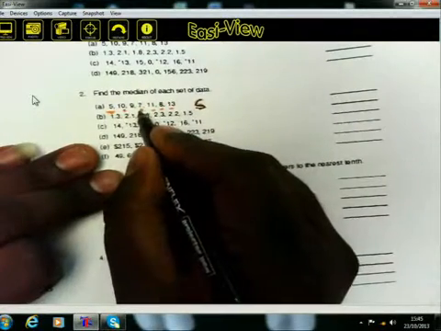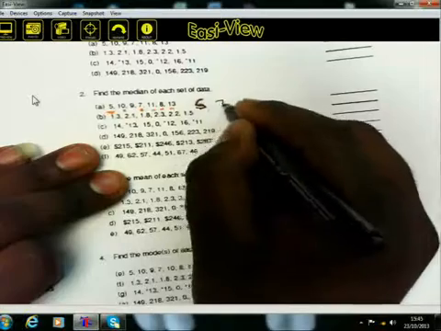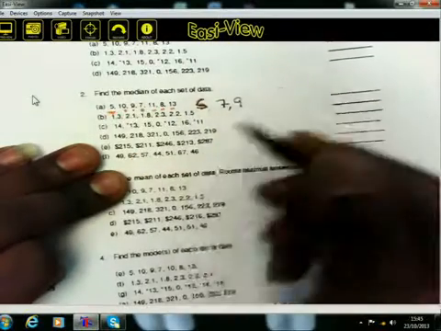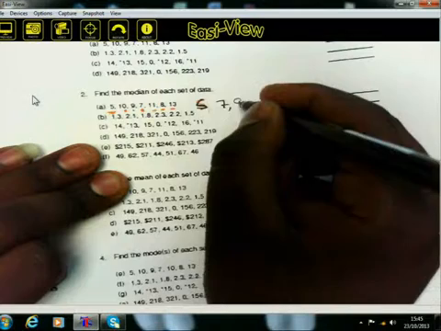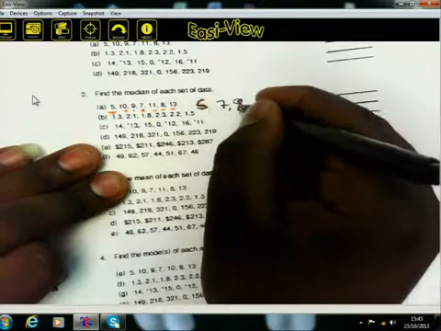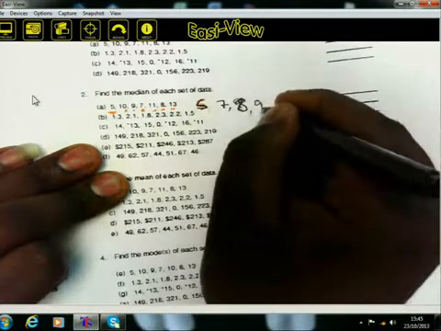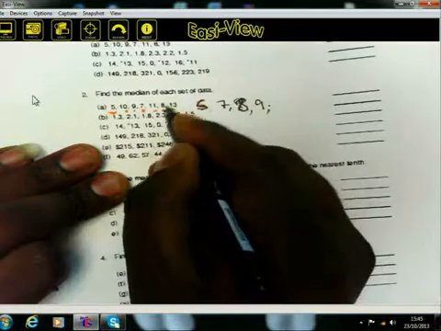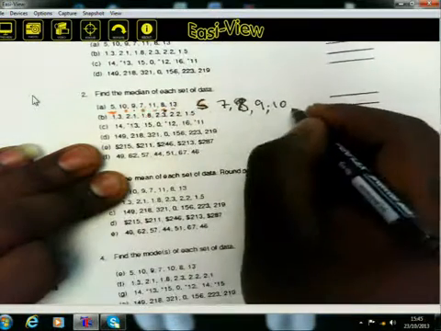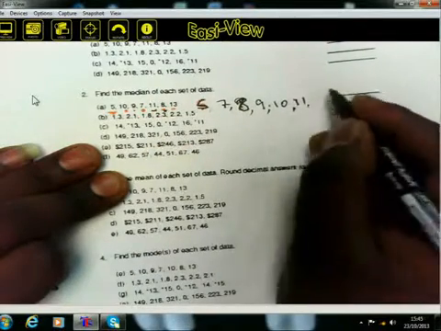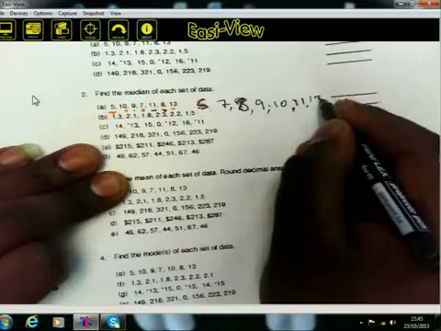What will be the second number? That will be 7. The third one will be 9. And then, no. It's 7 and then 8. Sorry, it's 8. And then 9, because here it's 8. And then it will be 10. And then 11. The last one will be 13.